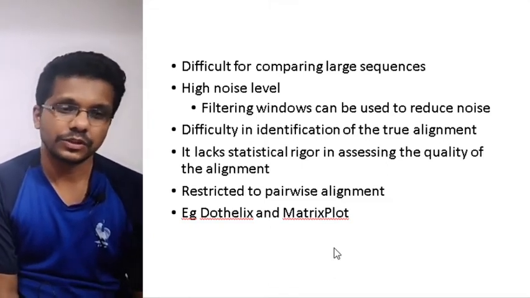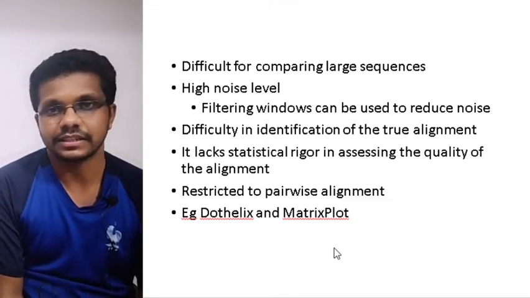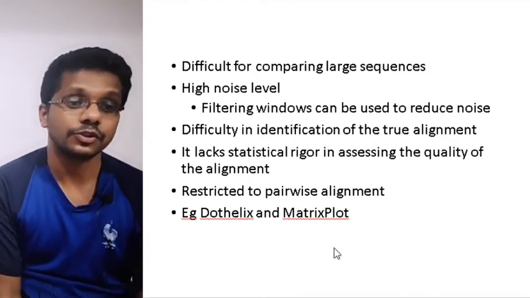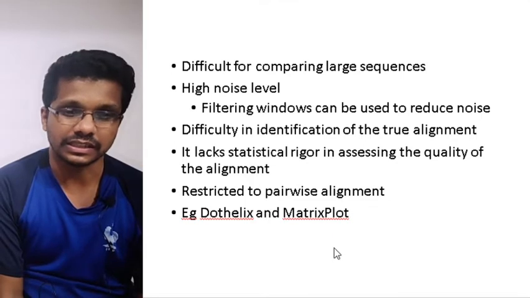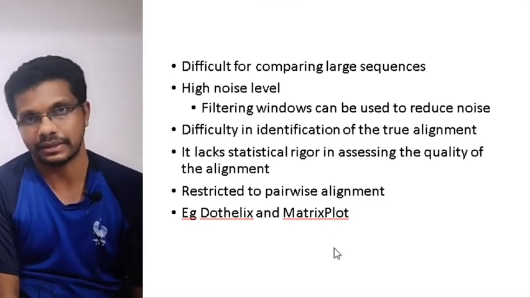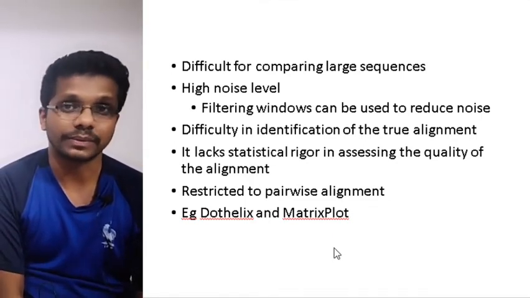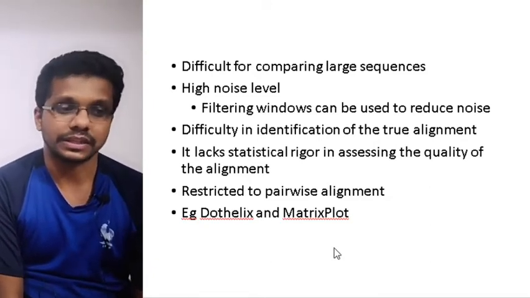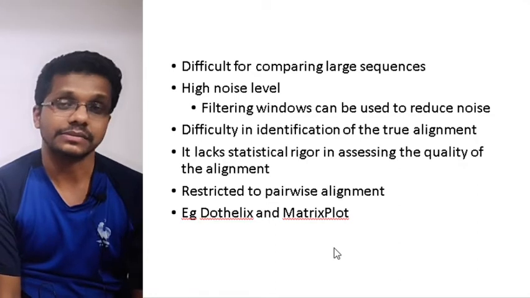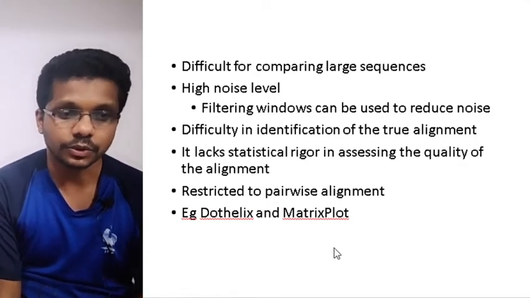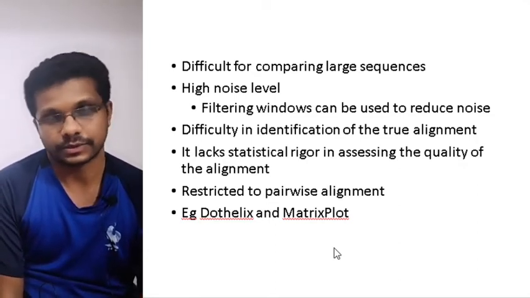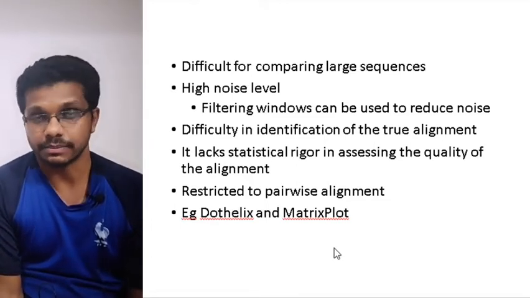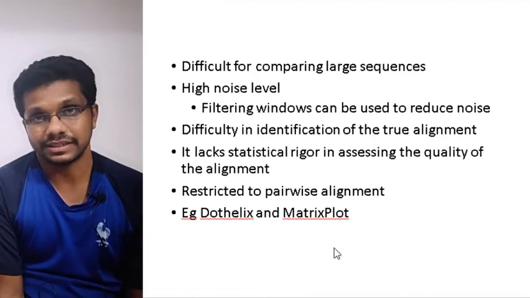The most important limitation of this method is that it lacks statistical rigor. It's not a statistical method, it's a visual method. This method is also limited to pairwise alignment. It is very difficult to do the dot matrix method in multiple sequence alignment. Examples of dot matrix algorithms which can be used for alignment include Dothelix and Dotmatrix plot. These algorithms are based on the dot matrix principle to find the relationship between two different sequences in pairwise alignment.